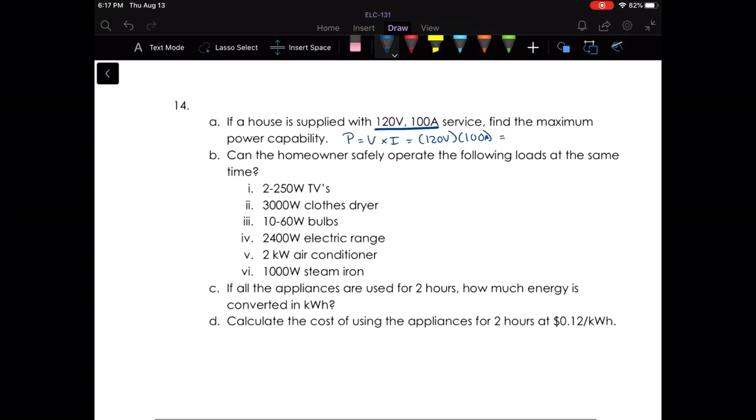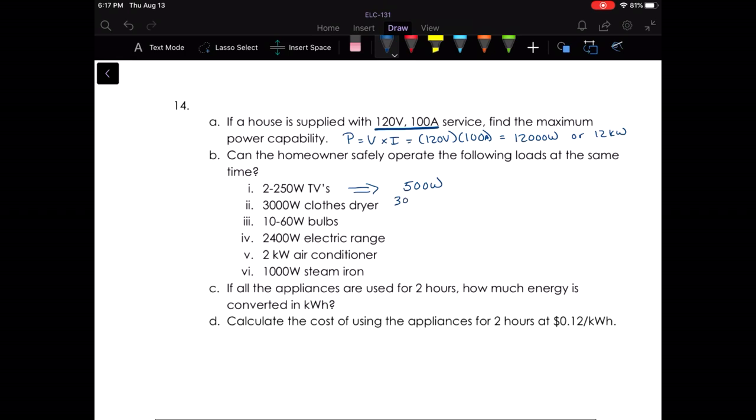So that means we have about 12,000 watts we can use at one time, or 12 kilowatts in engineering notation. So we want to know, can we operate all of these loads in part B all at one time? Well, two 250 watt televisions, that's a total of 500 watts right there.